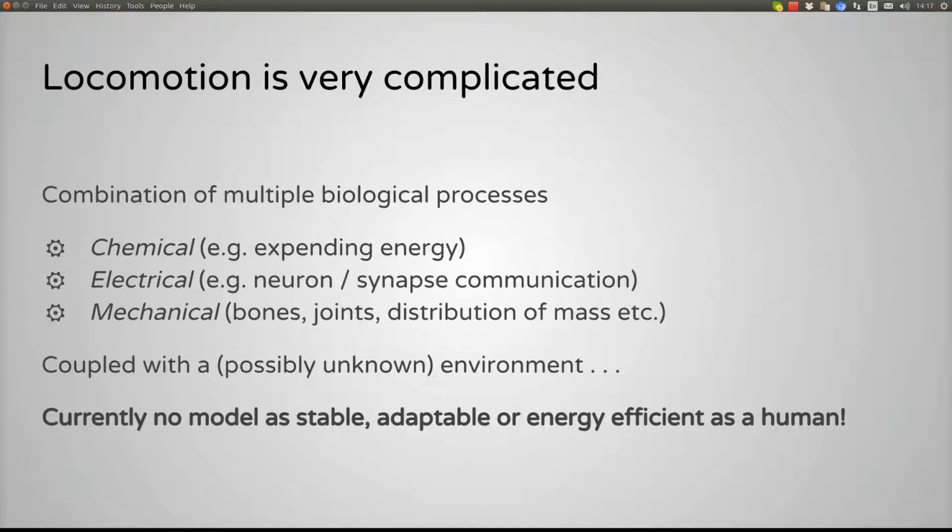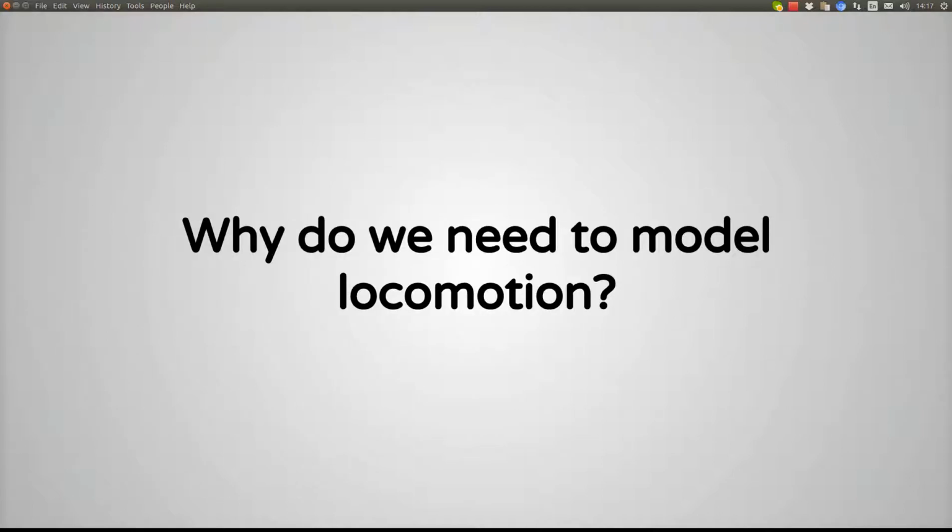So all of these factors combined basically tell us that there's no existing model that is as stable, adaptable, or as energy efficient as a human. We'll look at some examples of robots that have been built, which are very expensive to build and run, but they are still quite far away from the energy stinginess of a human walker. So why do we need to model this?